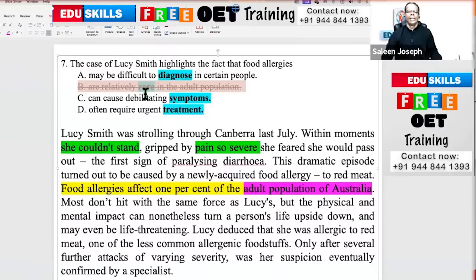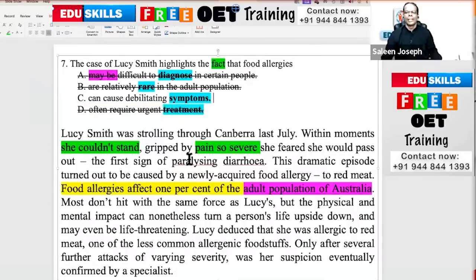And the text, as we said, doesn't speak anything about diagnosis, right? And maybe also, we said even the modal verb is speaking about an opinion, whereas we are asked about a fact. Often require urgent treatment: is there anything about treatment in the paragraph? No. Nowhere is treatment mentioned.